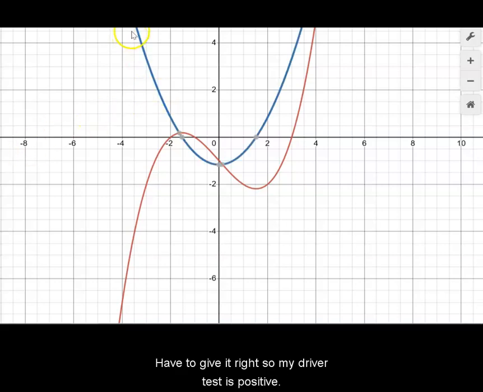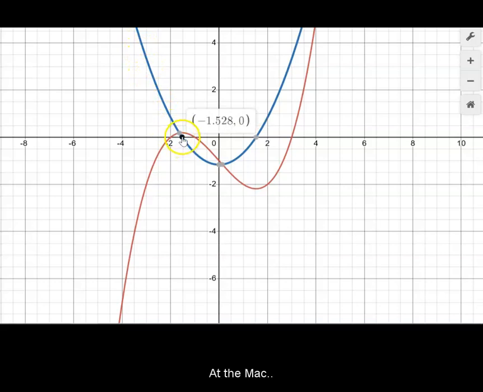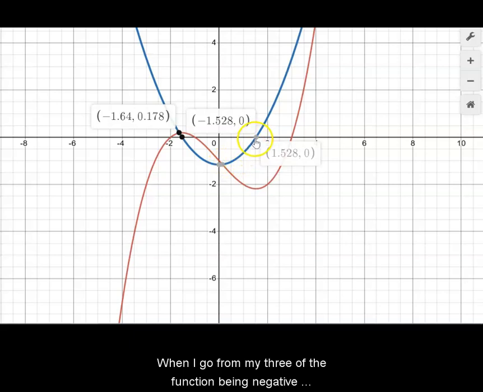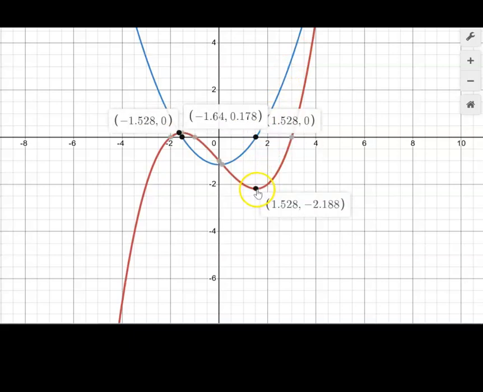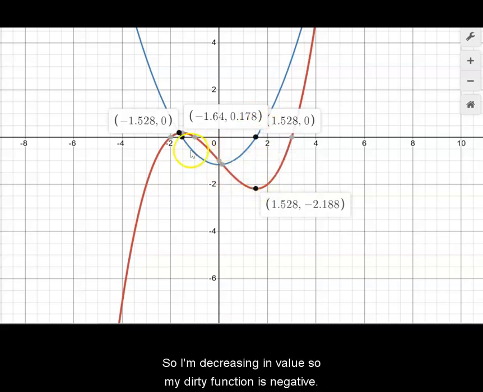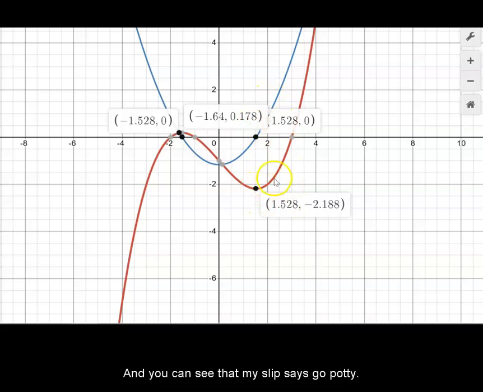and then I will have the derivative. So my derivative is positive and then 0 at the max value, and then I am negative after that. When I go from my derivative function being negative to then being positive, I have the zeros in common here. I have the common zeros. I'm decreasing in value, so my derivative function is negative. And then on the other side of that critical value, it turns positive. And you can see that my slope starts to go positive. So that's looking at the left and right side.